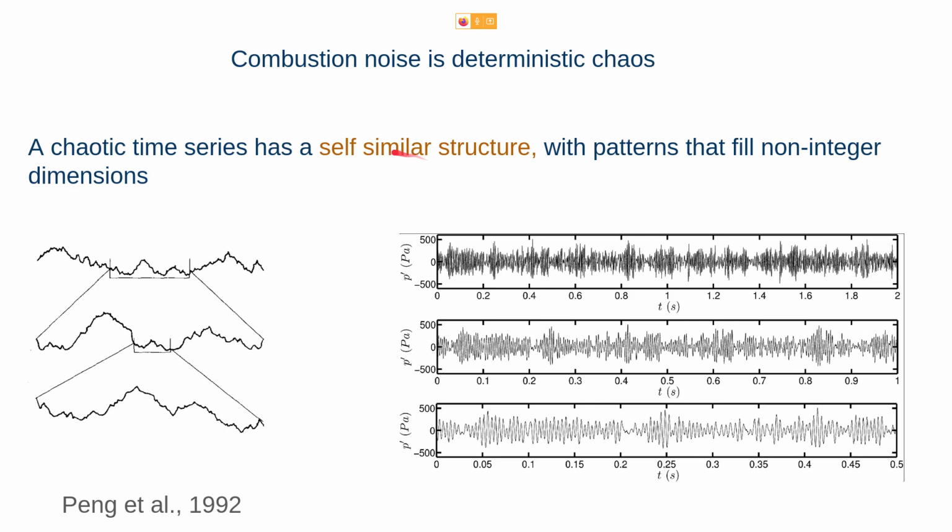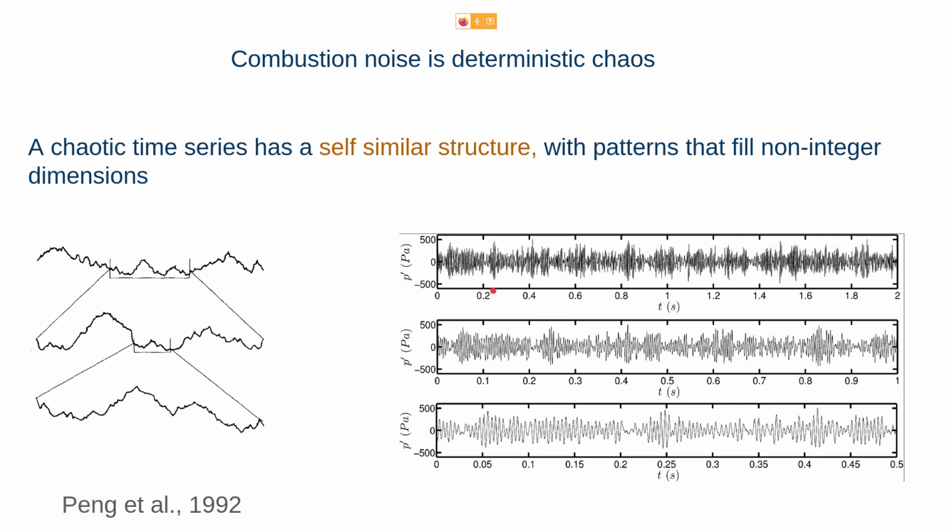So by chaos what we mean is, a chaotic time series has a self-similar structure with patterns that fill non-integer dimensions. For example, this is the DNA 3-layer being shown here by Pegg et al. in a 1992 paper. If you zoom in on this portion, you will observe a similar pattern repeating further as you zoom. So under different scales you observe similar structures coming out of the system. That's what we call self-similarity in the structure, and chaotic time series have self-similar structures within them.